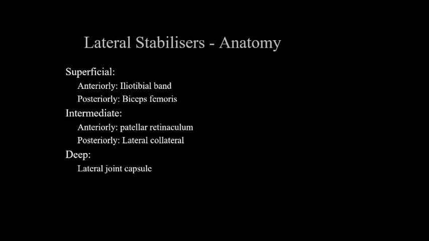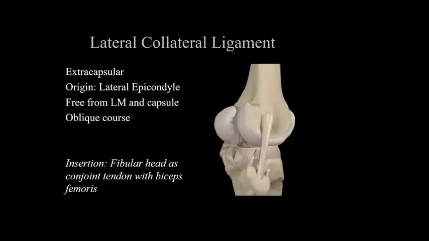The lateral stabilizers of the knee joint are the superficial structures, which include the iliotibial band and biceps femoris. The intermediate layer includes the patellar retinaculum and the lateral collateral ligament. And the deep layer, obviously, is the joint capsule. And these are the structures here.